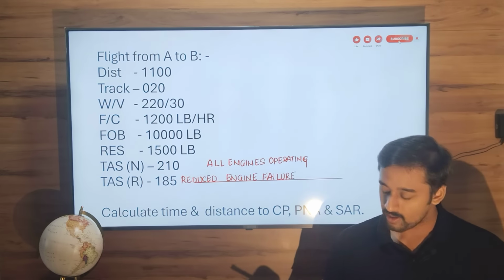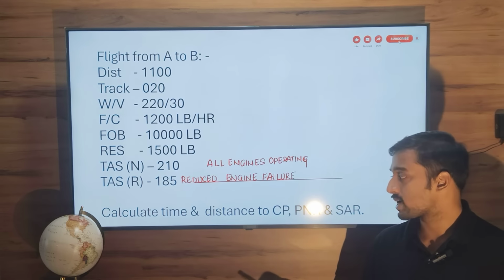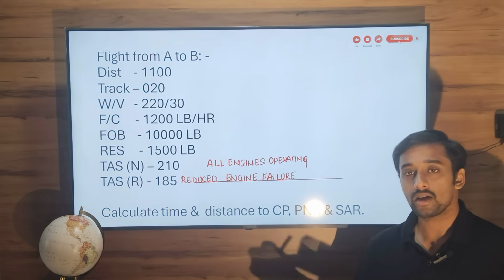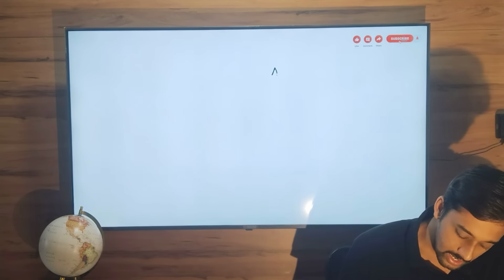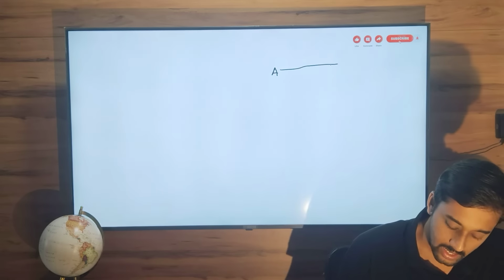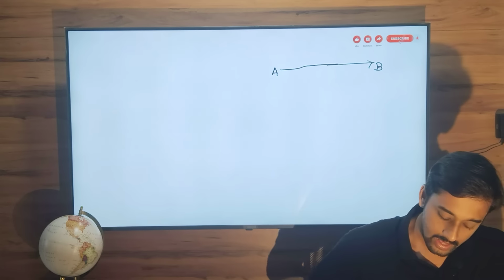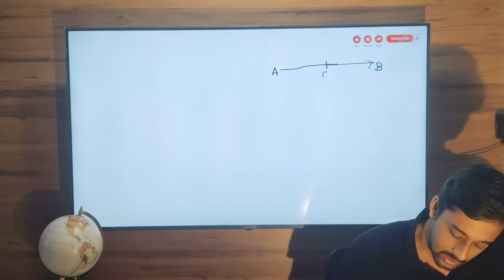Now let's go to calculate time and distance to critical point, to PNR, and still air range. So simple. Let's start with the critical point. Now we have A to B, and then we have a critical point here.